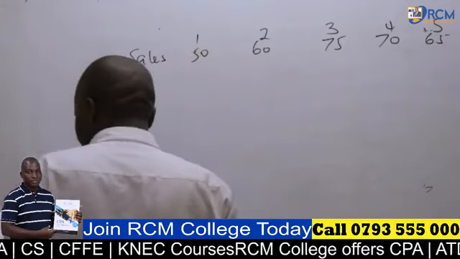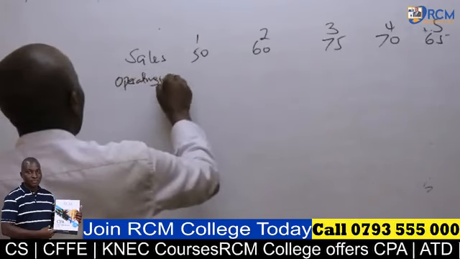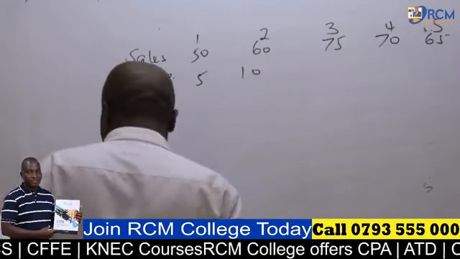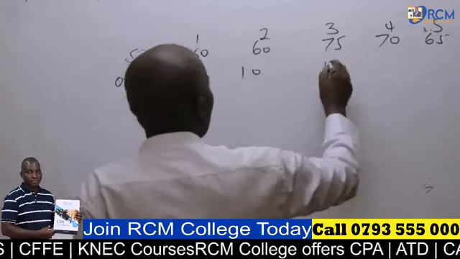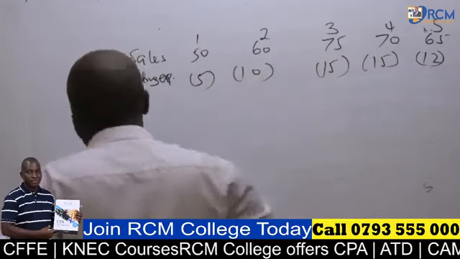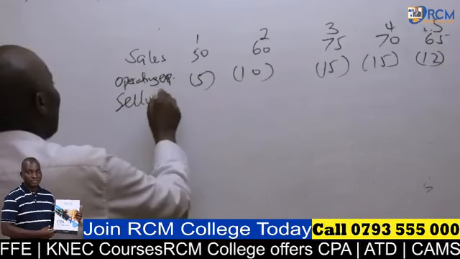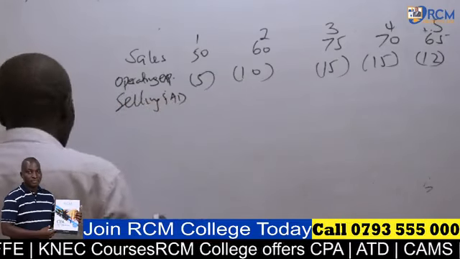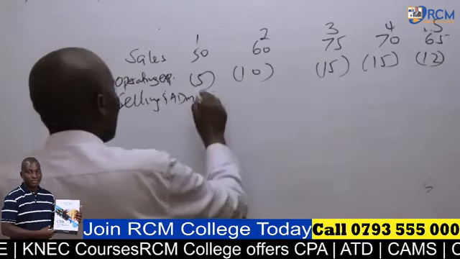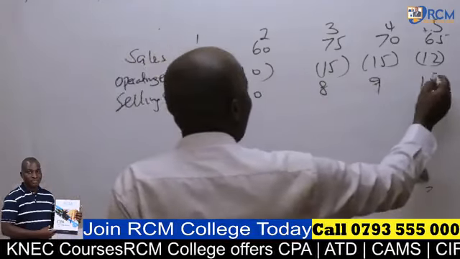So I can see operating expenses there. Operating expenses, we have 5, 10, 15, 15, 12. Ladies and gentlemen, I also have selling and administration. Selling and administration, we have 10, 10, 8, 10, 10, 8. We have 9, 11, 9, 11.